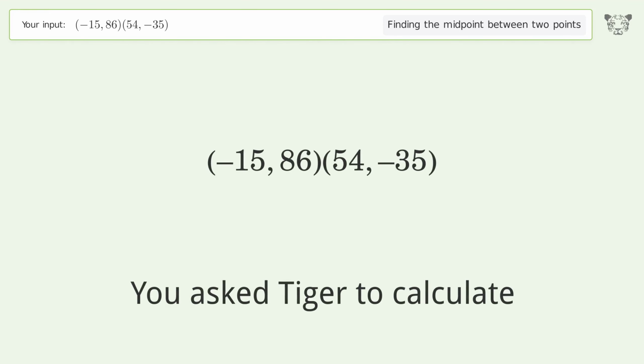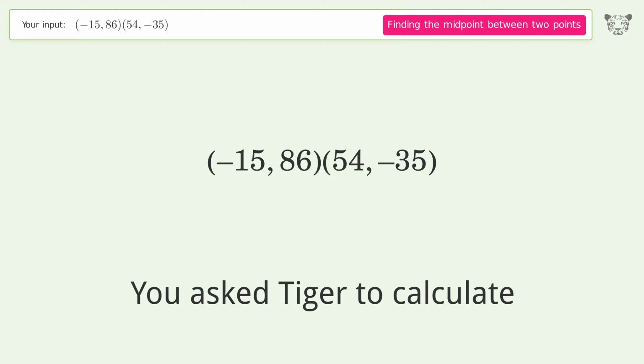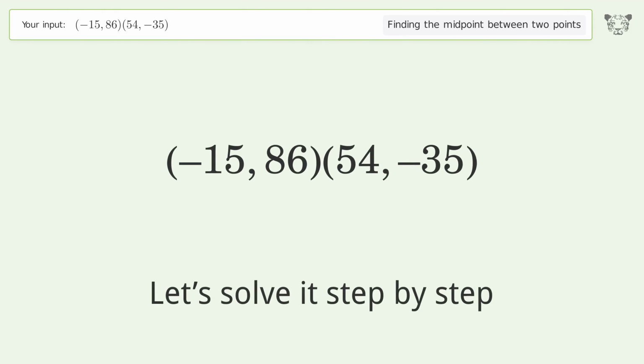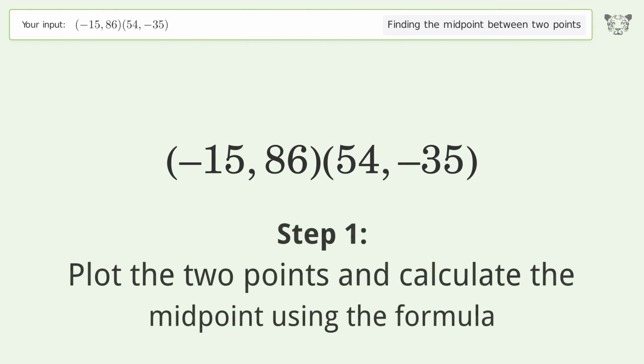You ask Tiger to calculate. This deals with finding the midpoint between 2 points. The midpoint between the 2 points is 19.5, 25.5. Let's solve it step by step. Plot the 2 points and calculate the midpoint using the formula.